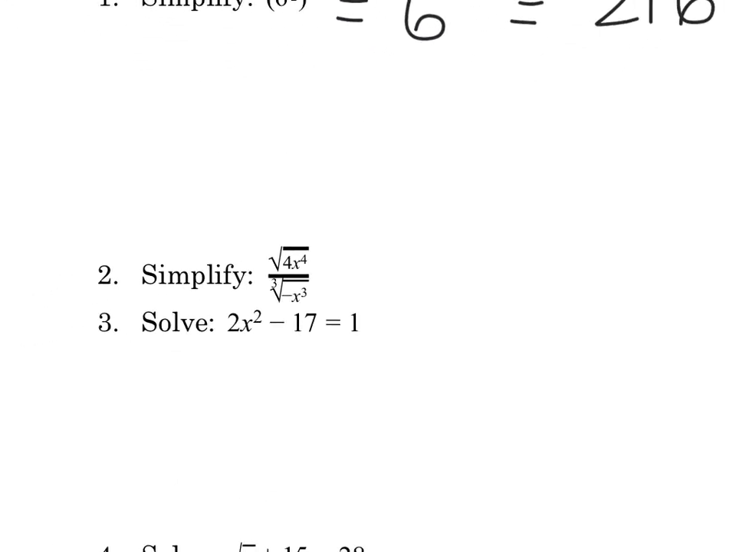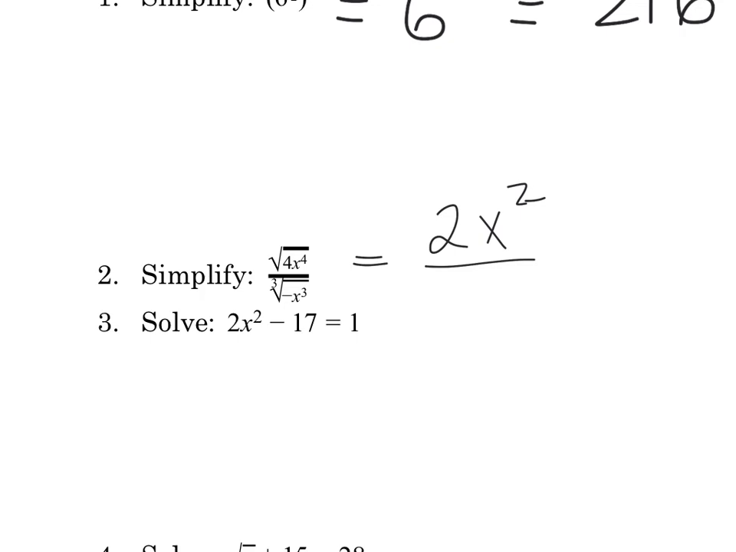Next we have the square root of 4x to the 4th divided by the cube root of negative x cubed. Well, I'm going to treat these separately. I know that the square root of 4 is 2, and the square root of x to the 4th is x squared.